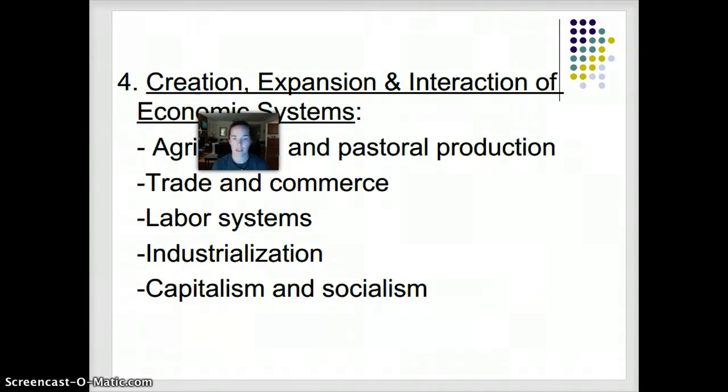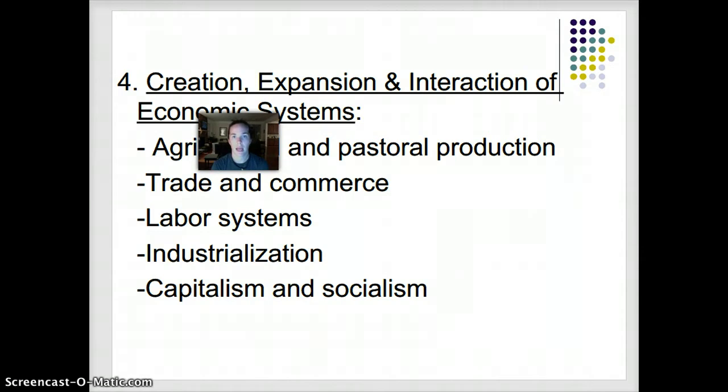4 is the creation, expansion, and interaction of economic systems, and we'll start talking about that very early when we talk about the rise of agriculture, the rise of surplus, which leads to trade. Trade and commerce, so trade routes, how trade happens, how trade expands, commerce meaning when this trade gets to the point where it's no longer between, say, people or small groups, it's between large companies.